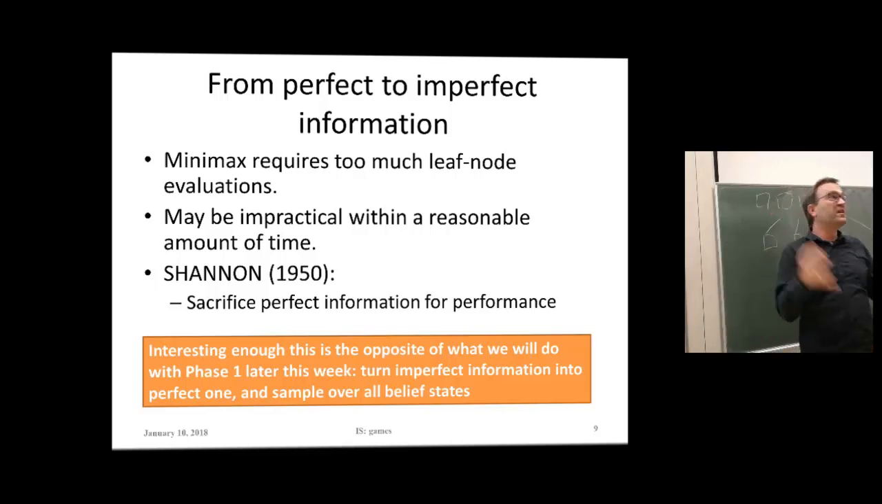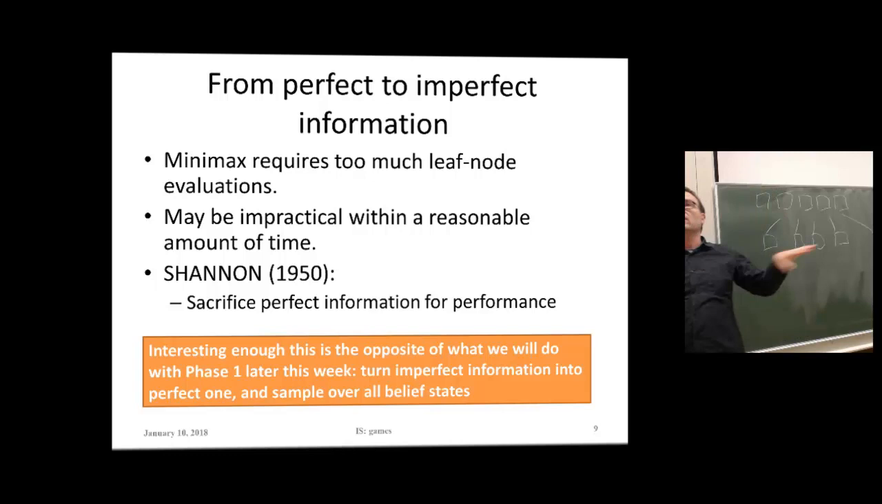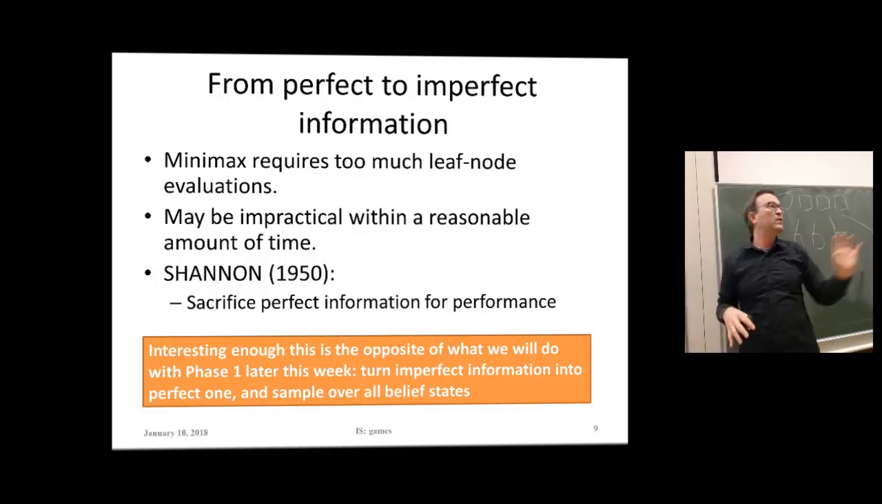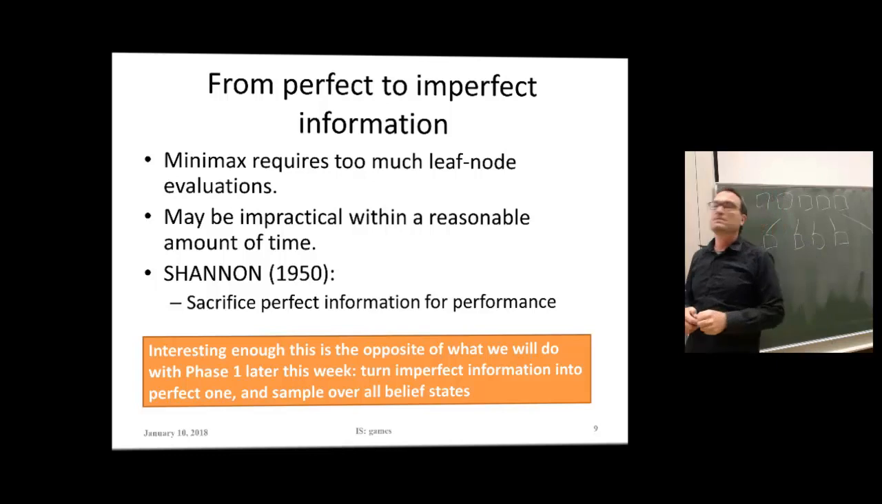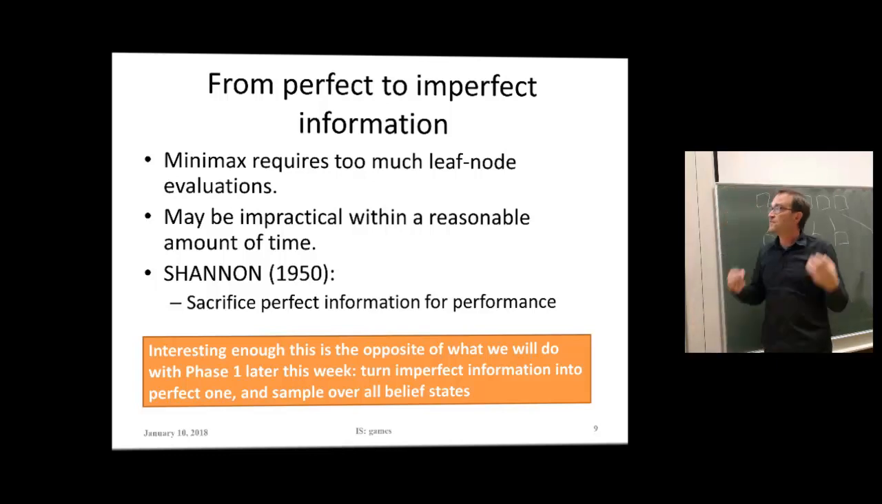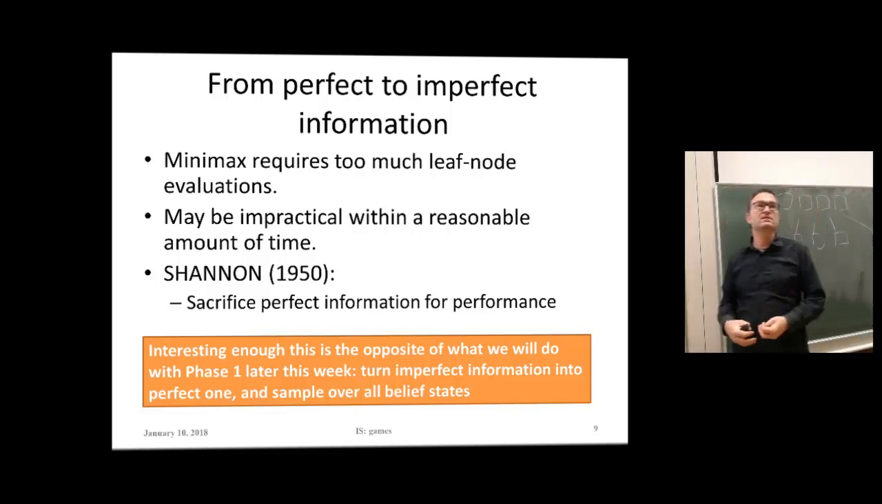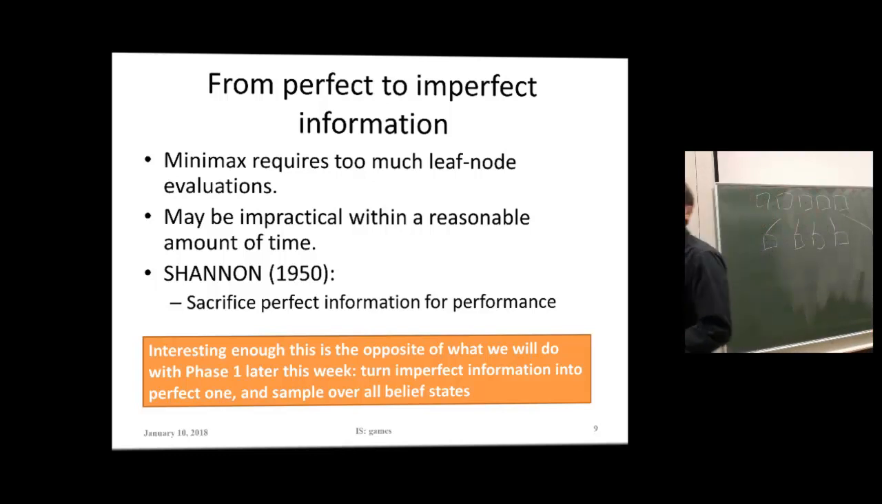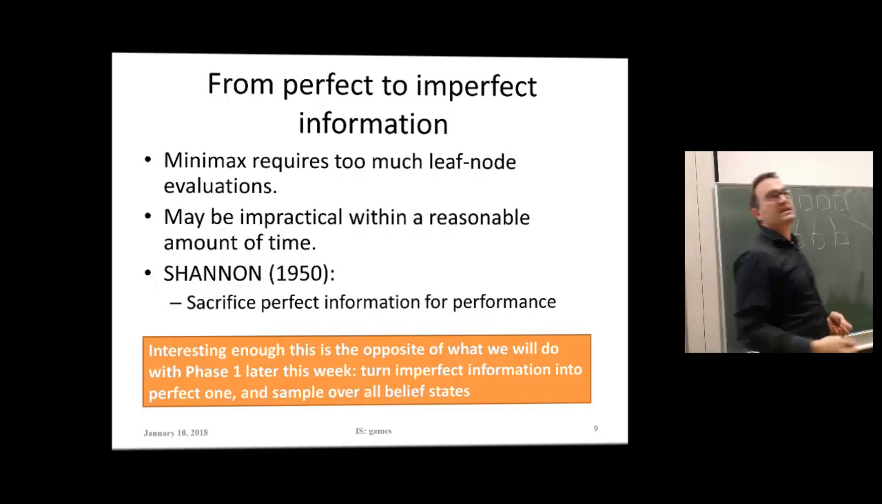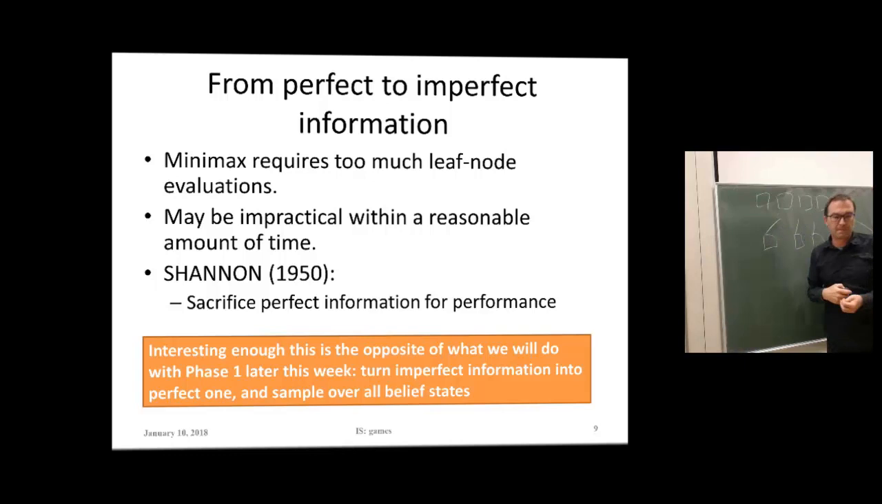So we turn this perfect information game into an imperfect information game, where we say, okay, we don't know whether we're going to win, but we think that we're going to win. And that's good enough for coming up with a decision. So we sacrifice perfect information for performance, something that someone like Shannon already recognized 70 years ago.